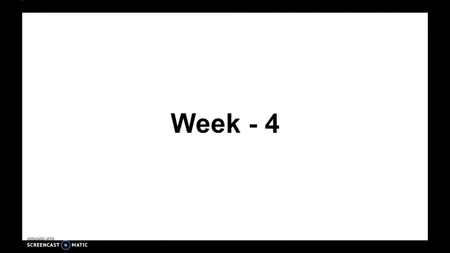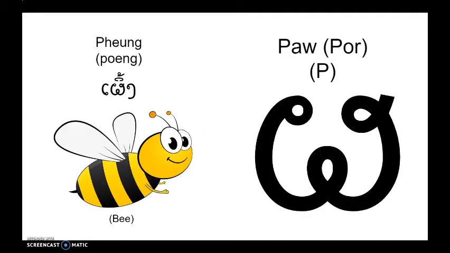The first letter that we're going to review is paw. This letter represents the P sound. The letter name is paw, and the word that's associated with paw is pung. Paw, pung. And pung means bee.